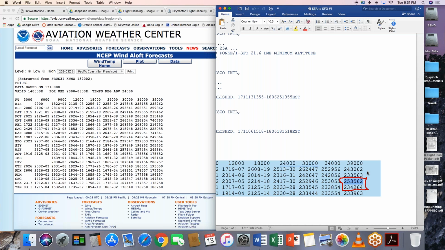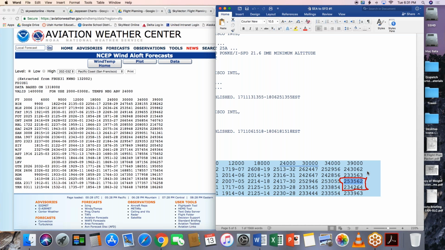Okay. So winds aloft. The first 2 digits are going to be our wind direction. We add a 0, right? So 250 and 230. Our second 2 digits are our speed, right? So we've got 35 knots and 42 knots, right? And then the last 2 digits are our temperature.